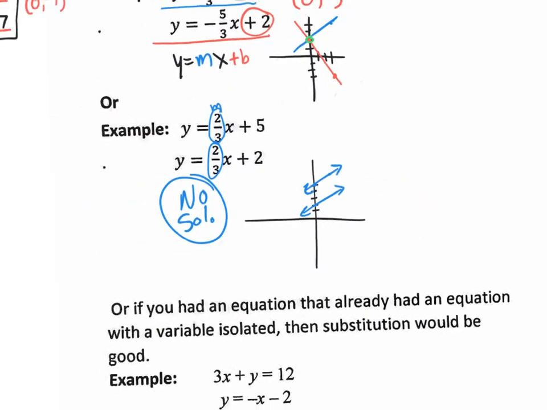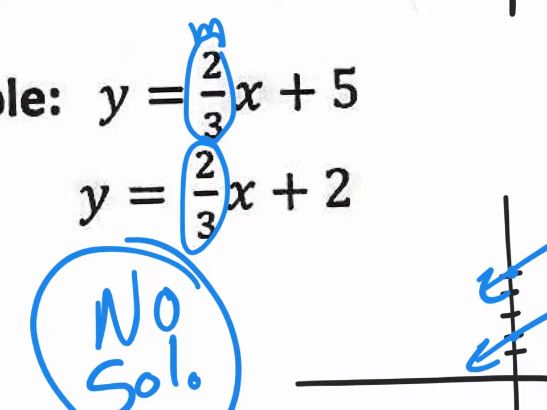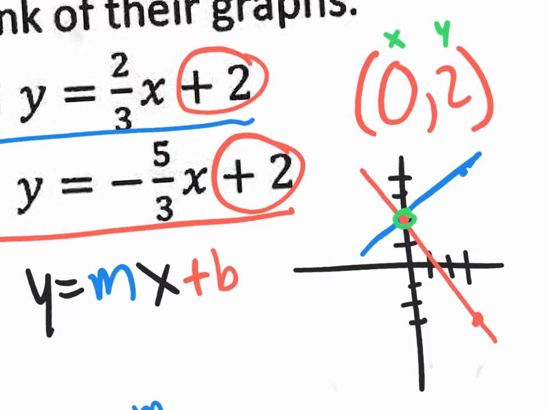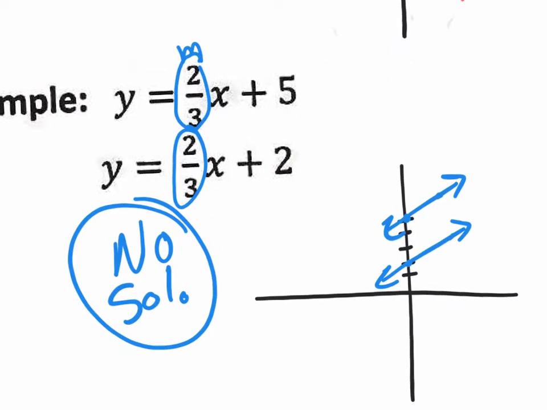So are we always going to use elimination method? No. If they're in slope-intercept form, think about the graph. You might have the same b value, which means that the intersection is at 0 and the b value. Or they may be parallel, which means that they have no solution.